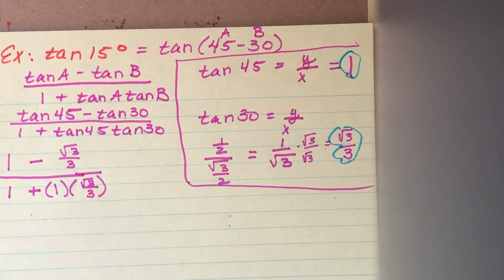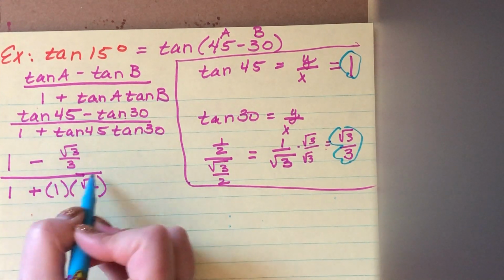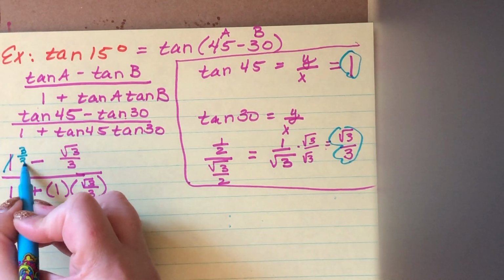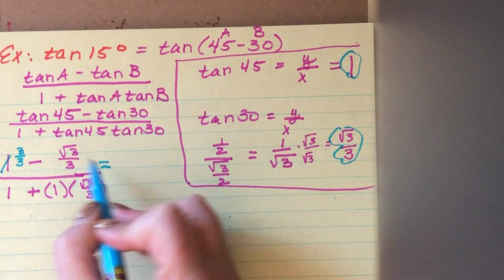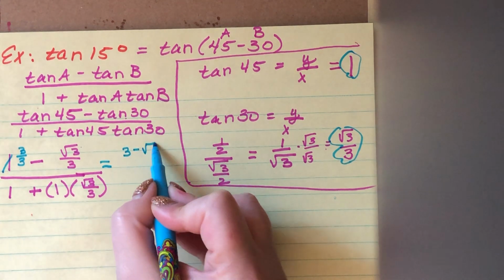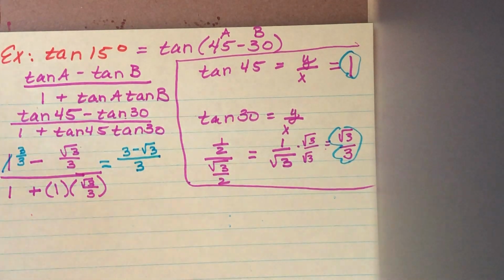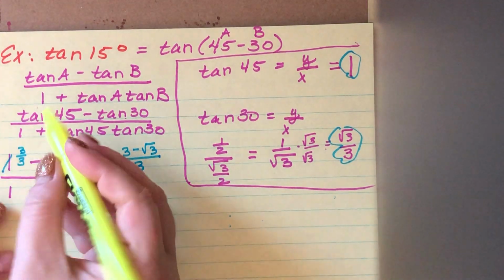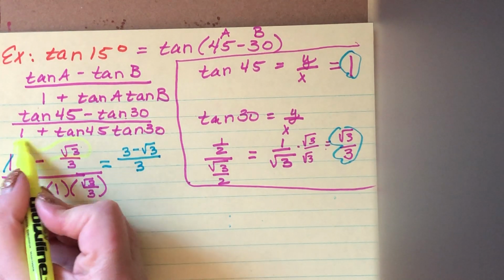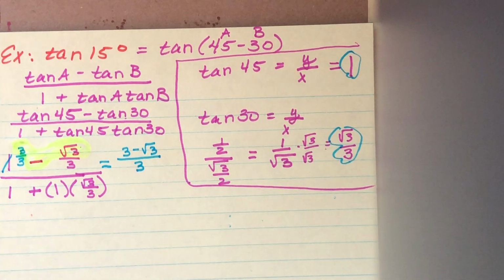If I try and combine this top right here, my LCD has to be a 3, as in this 1 becomes a 3 over 3. So we get 3 minus square root of 3 all over 3. So watch that again. The way I got that is I multiplied the 1 by 3 over 3, and then I did 3 minus square root of 3, all over the same denominator.